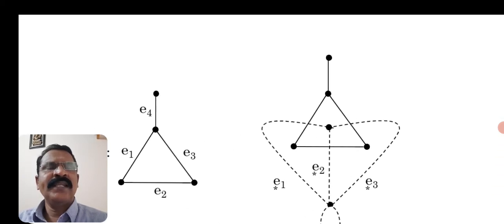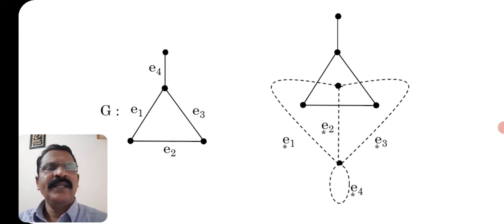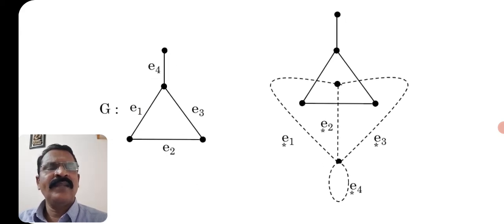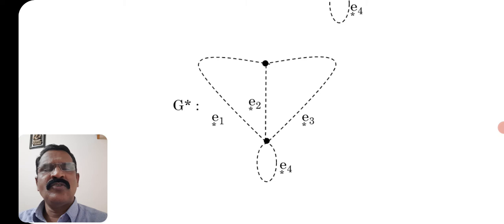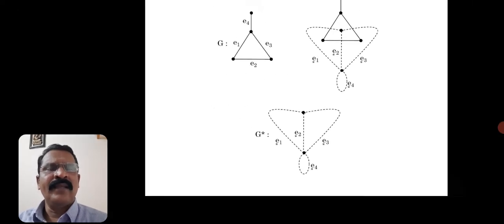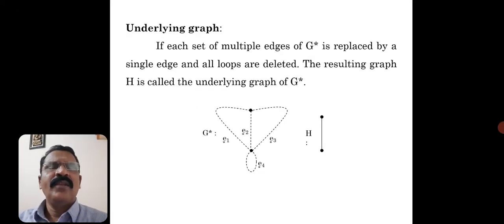So while constructing, you just have to introduce one vertex for each interior face as well as one vertex corresponding to the exterior face. Okay, so this is the way to construct the geometrical dual of a graph. Now, what do you mean by underlying graph?